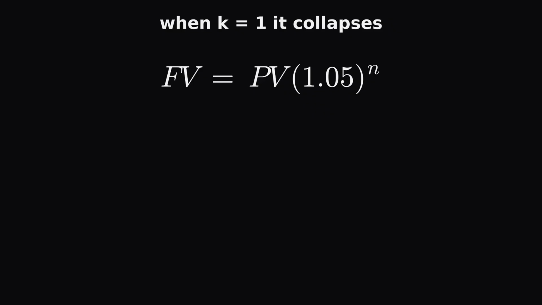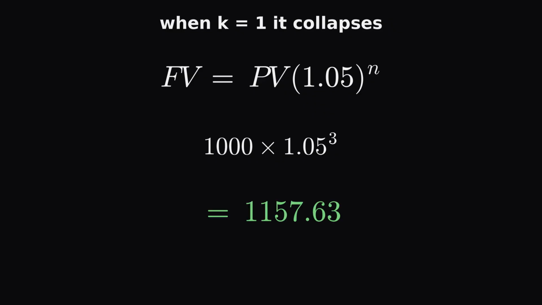If it compounds once a year, K is 1, and the whole thing collapses to something simple: present value times 1.05 to the power of the number of years. So 1,000 times 1.05 cubed is 1,157.63, which is exactly the number we got by going year by year.